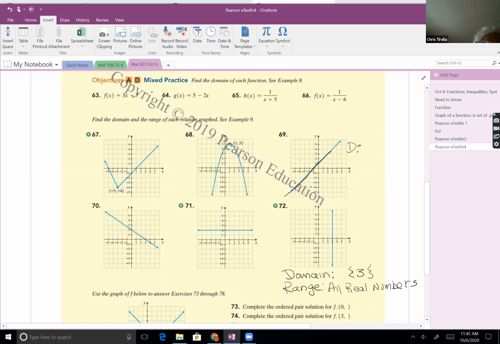When I look at that entire line, it's hard to see on the little blue graph, but they've got arrowheads on each end. Because of the arrowheads, there's no furthest to the left, there's no furthest to the right. And this domain would be all real numbers. And for this one, when I look at the range, because the line keeps on going down, there's no lowest point. And because the line keeps on going up, there's no highest point. So this one would also be all real numbers.